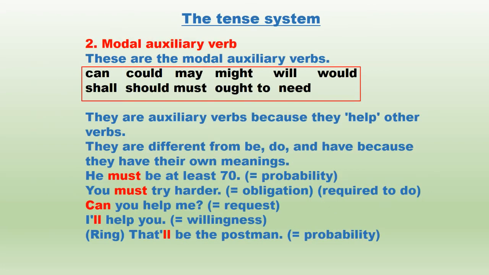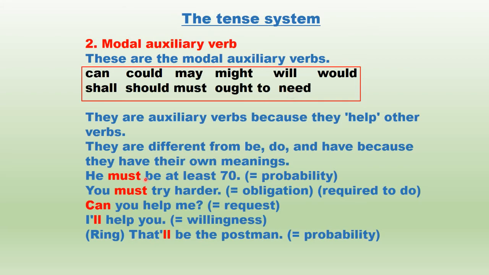Another type of auxiliary verbs are modal verbs. These verbs are not the basic verb in the sentence. Instead, they are helping other verbs. They are different from be, do, and have because they have their own meanings. These verbs are can, could, may, might, will, would, shall, should, must, ought to, and need. Each one has its special meaning.